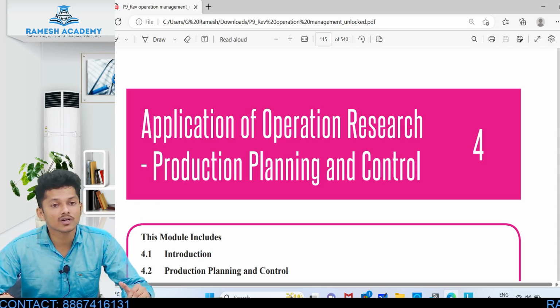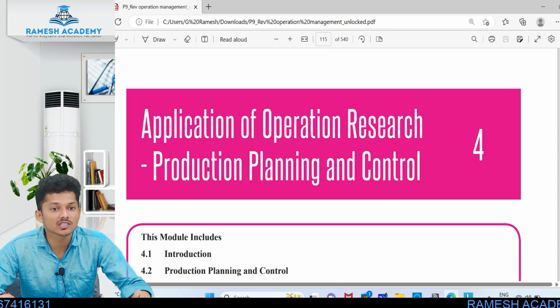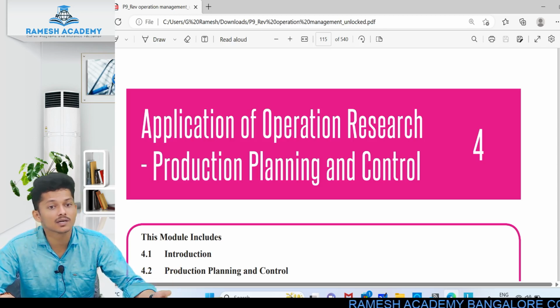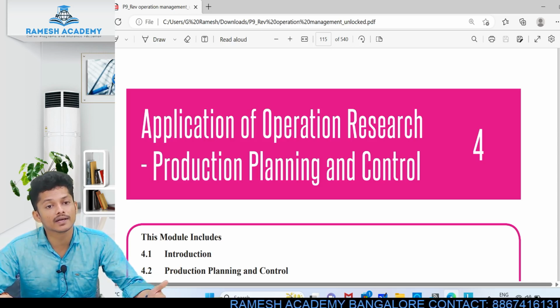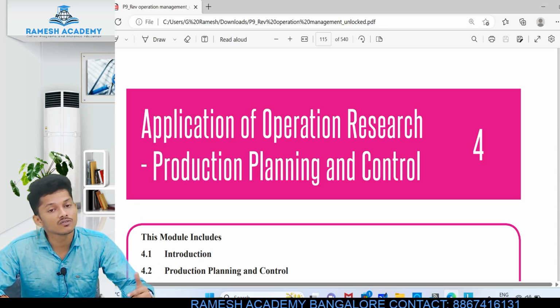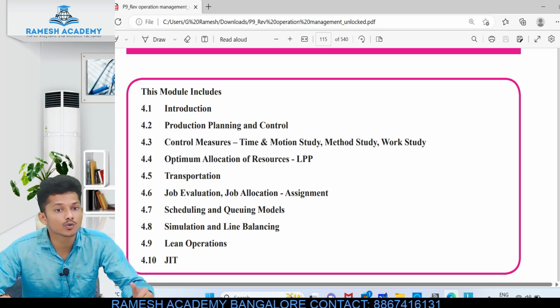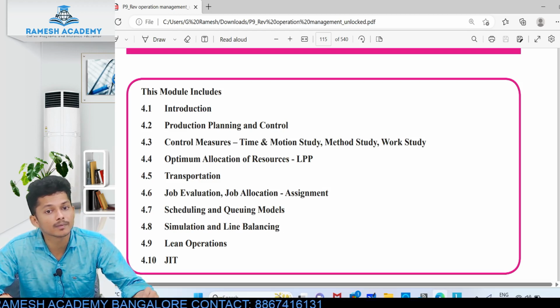So why waste time? Straight away we move into the chapter: Application of Operation Research, Production Planning and Control. Till now you have understood operation management, planning, steps, product, process and everything. Now where to apply and how to apply, in which areas we have to apply, we are learning here. This module includes the introduction, production planning and control, control measures, time and motion study, method study, work study, and optimum allocation of resources, LPP, very important.